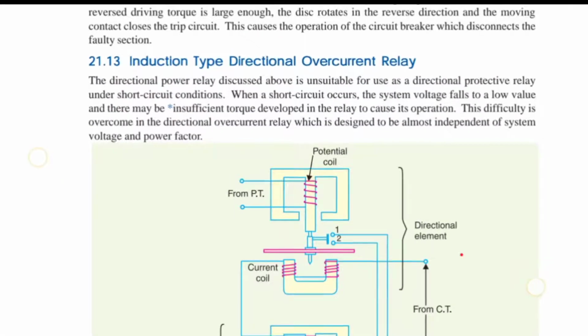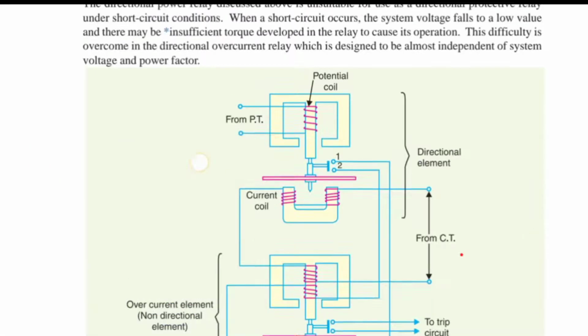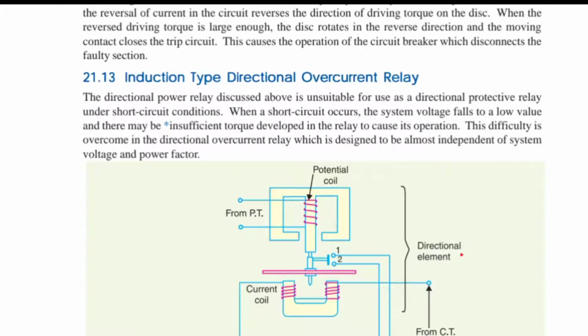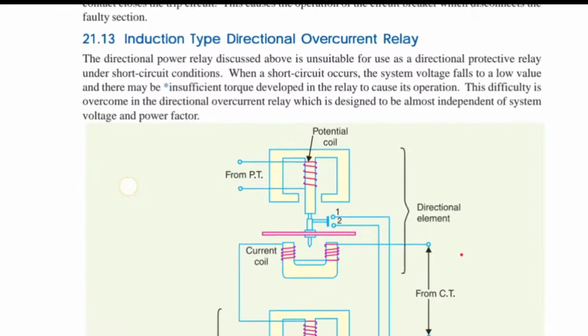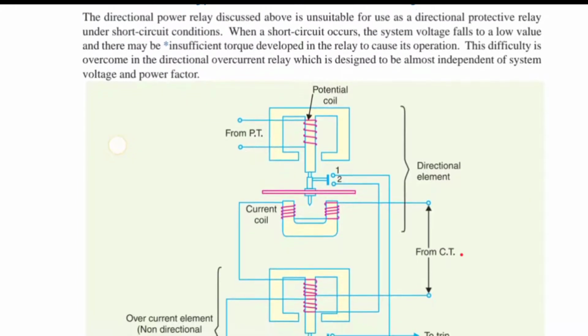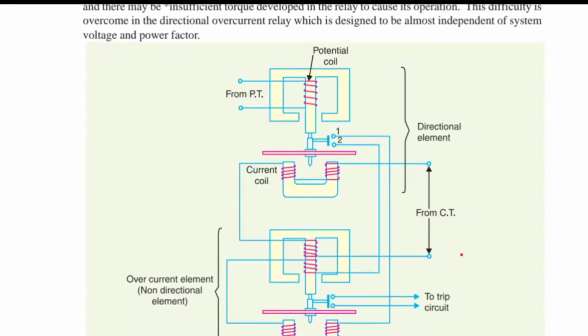Two elements are there for an induction type directional over current relay: one is the directional element, and the other is the over current element, which is non-directional. The upper one is the directional element, which detects the direction of the fault. The other one is the over current element, which operates irrespective of the direction.